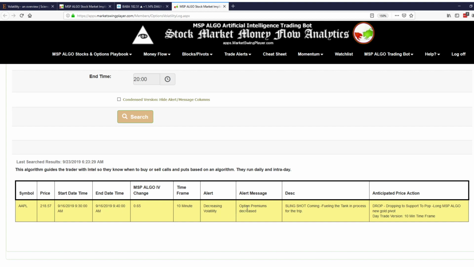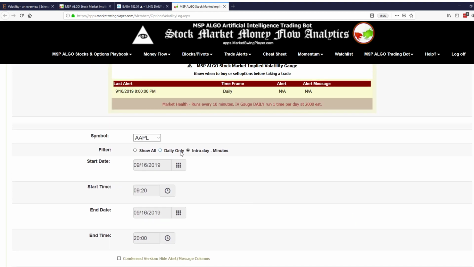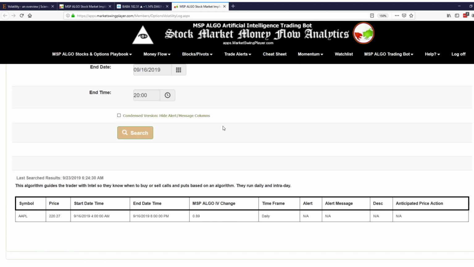The type of alert, and it gives you the description and the anticipated price action. Okay, and we'll go into that further. Then you could just say, give me the daily only, and we could see that time frame was 10 minutes. So let's see what the daily alert had for the 16th, and we could see there was no alert.